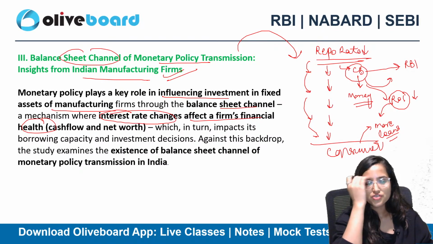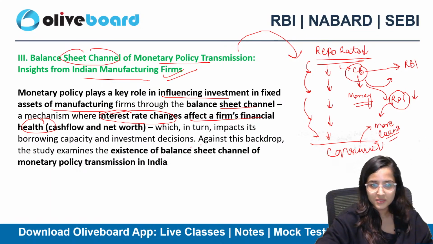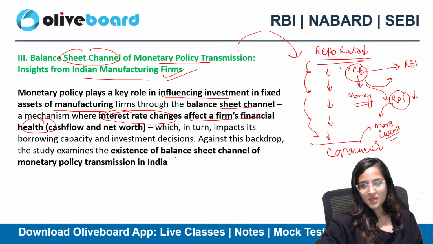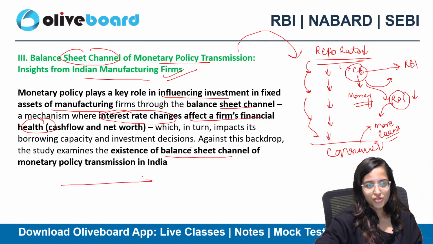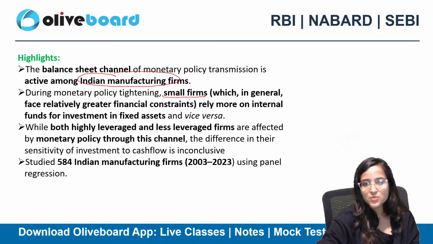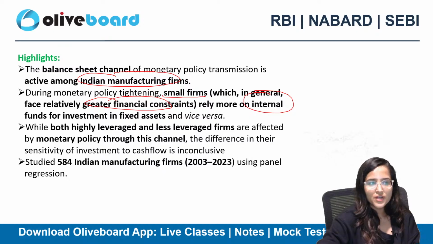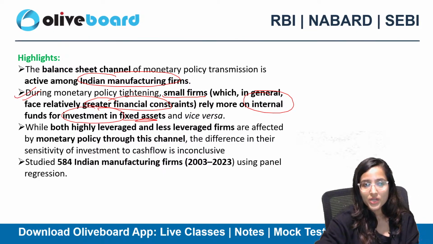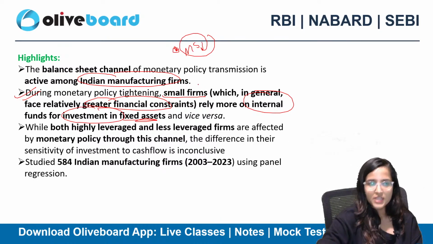So how these interest rate changes affect a firm's financial health is what this monetary policy transmission is, and that is also tracked. Okay, and this article determines the existence of the balance sheet channel of monetary policy transmission in India. And this is active among Indian manufacturing firms that we are seeing. Small firms, which in general face relatively greater financial constraints, rely more on internal funds for investment in fixed assets. So what they are saying is that when monetary policy tightening is happening, that means when we are trying to control inflation and money supply is trying to be reduced, then what do small firms do?